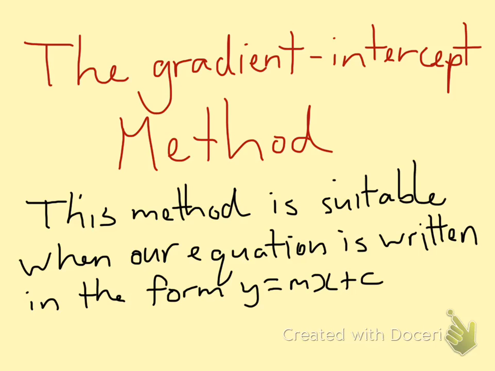And that's because we can see what the gradient is and we can see what the y-intercept is by looking at the equation. Let's look at an example. In this example we've got the equation y equals 4/7 x minus 2. Now what we'll do is we'll label the gradient, and remember the gradient means rise over run. So here we've got a rise of 4 and a run of 7. It's a positive gradient, so the line will be moving upwards as we move to the right.